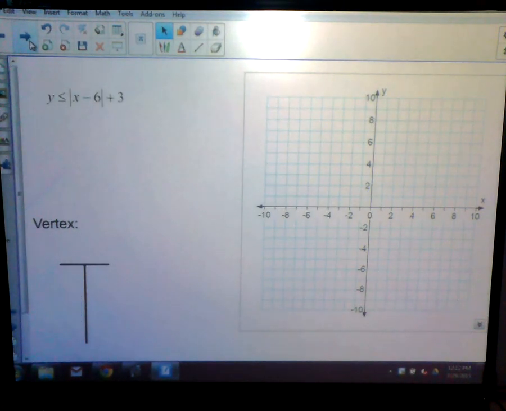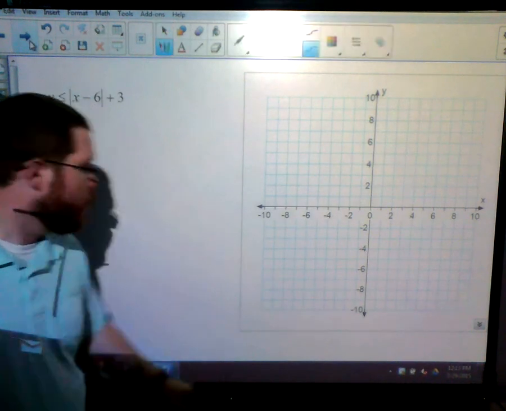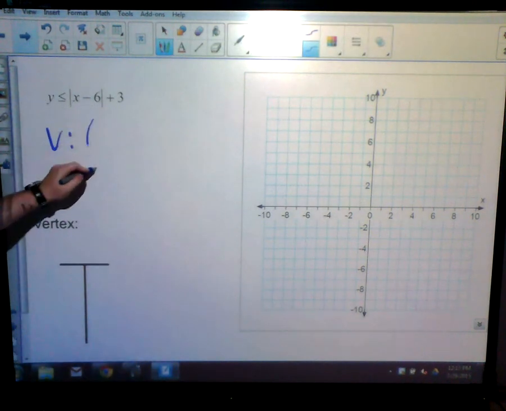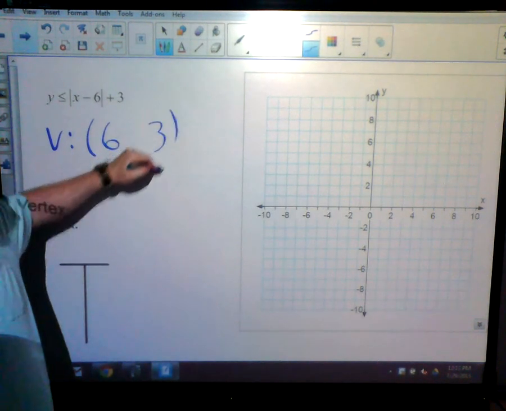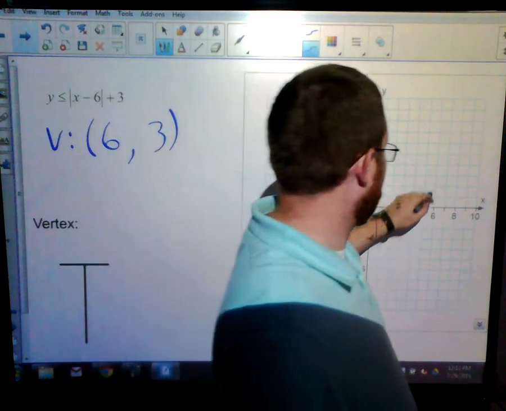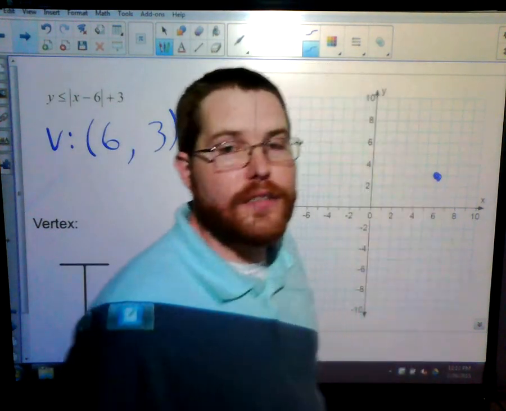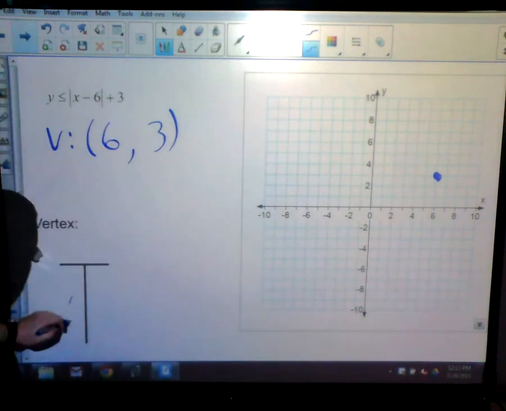Let's take a look at this one. This one's an inequality. What's my vertex going to be? Well, what makes the inside 0? 6. If you plug in 6, you get 0 plus 3, you get 3. So 6, 3 is a point on this graph. It's the vertex. So 6, 3.